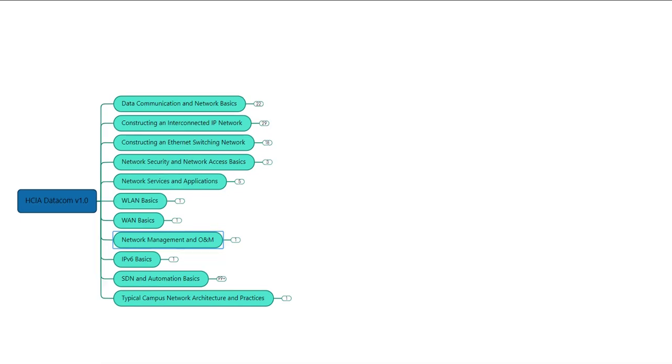You want to set up some kind of system so that if the device CPU is overused, it's going to send you some kind of notification. If a cable is unplugged, you get some kind of notification on some kind of network management system. Well, in this module, we talk about things like that: network management and operation and maintenance.